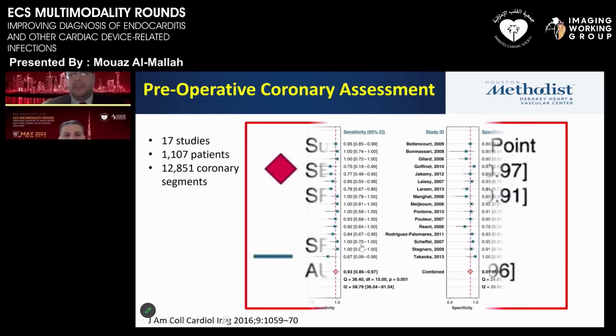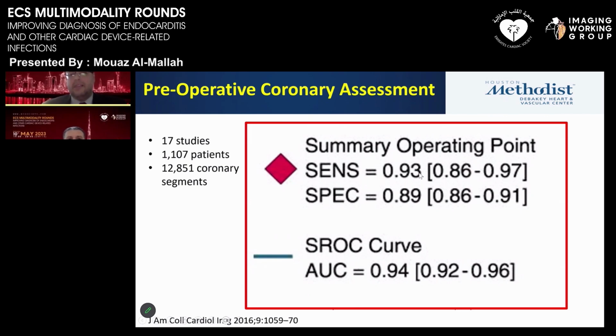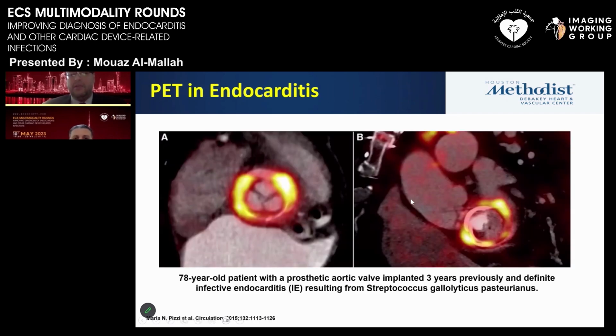And what we see is that CT has an excellent sensitivity in these patients. They are usually challenging because they have higher heart rates. So our sensitivity is pretty good. But again, a lot of the time we are unable to control the heart rate. That might be a challenge for these patients.